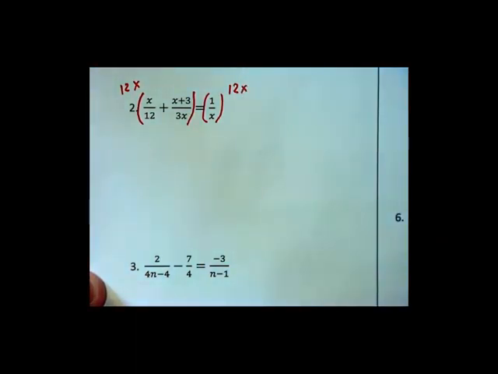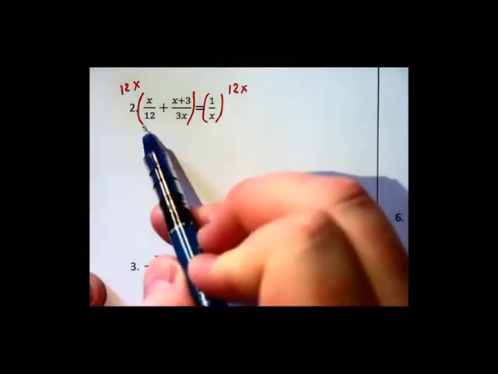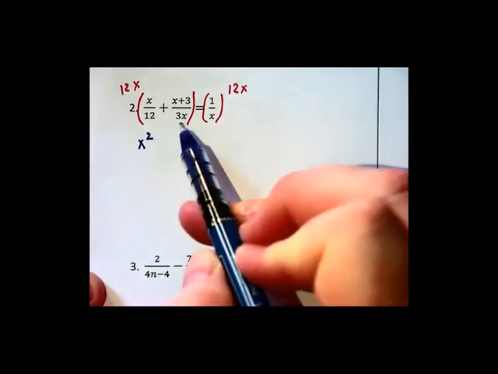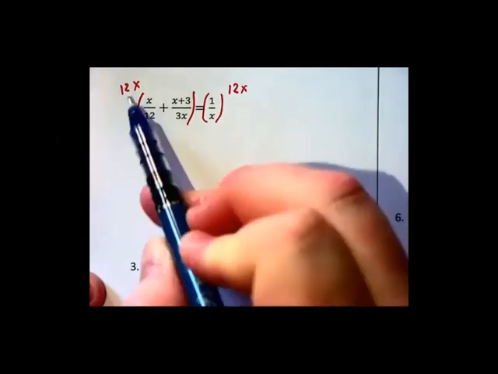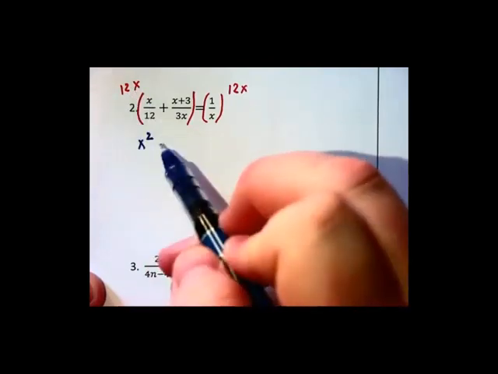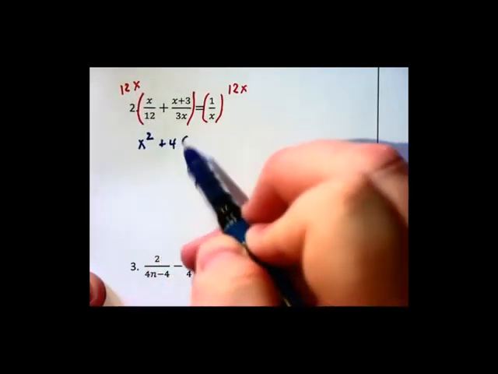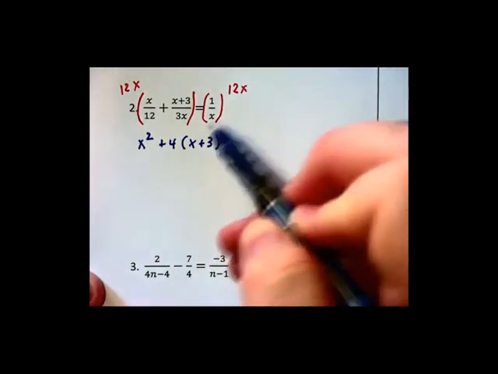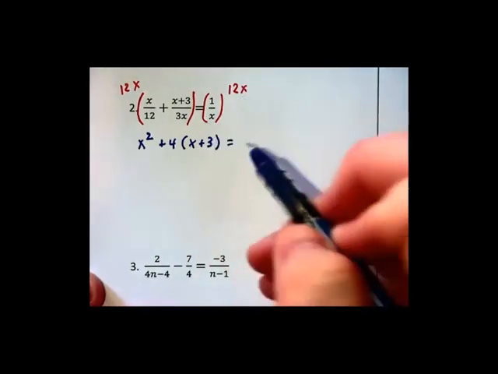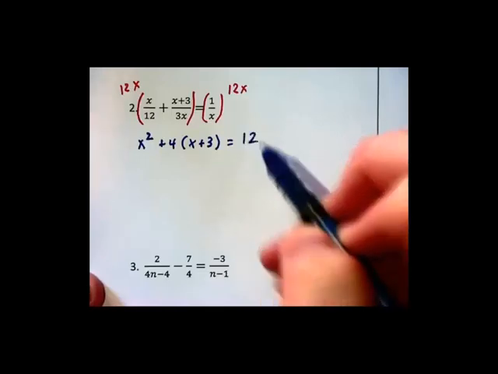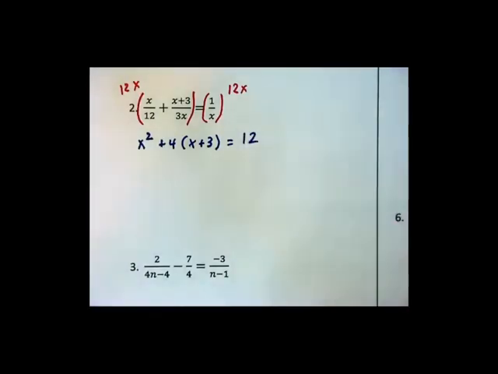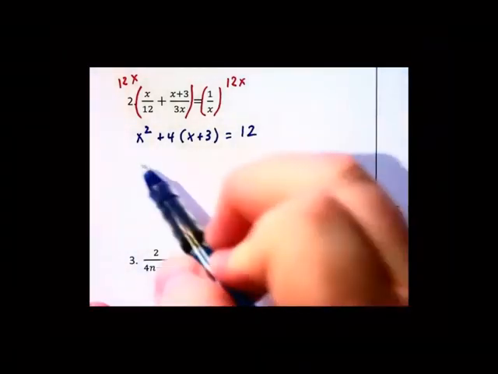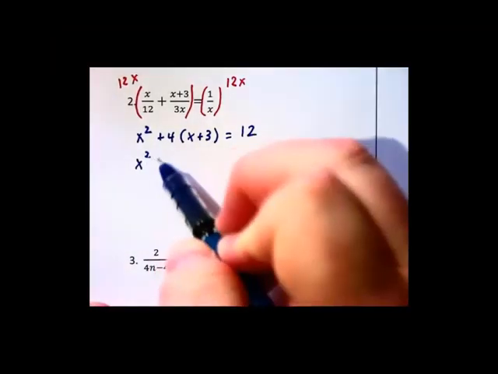On the left, the 12's are going to cancel, leaving x times x, which is x squared. In the middle, the 3x is going to cancel with the 12x, leaving 4 times the x plus 3 that's there in the numerator already, equals, and on the right, the x's are going to cancel, leaving 1 times 12, which is 12. We now have a quadratic equation. We need to set that equal to 0, but first we're going to need to distribute on each side.